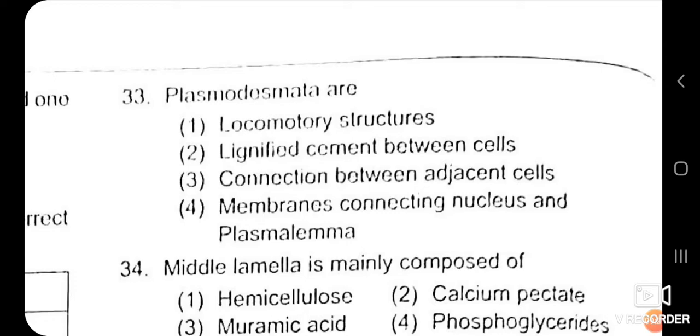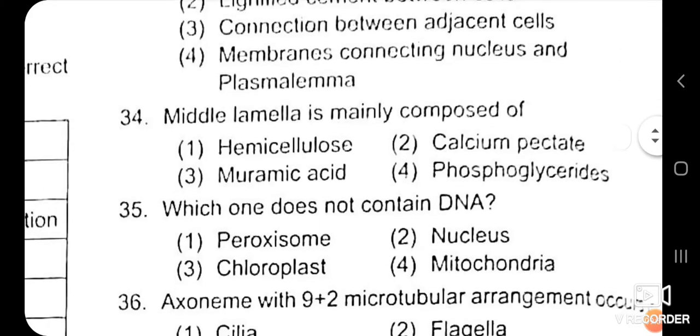Then which is the correct answer? Plasmodesmata, connection between adjacent cells, because in the cell wall of the eukaryotic cell, from the NCERT book we have seen that these plasmodesmata connect the cytoplasm of the neighboring cells, that is the connection between adjacent cells. So option 3 is correct.